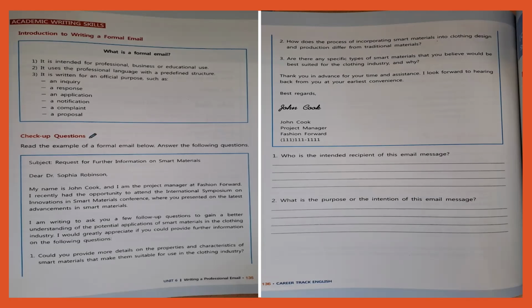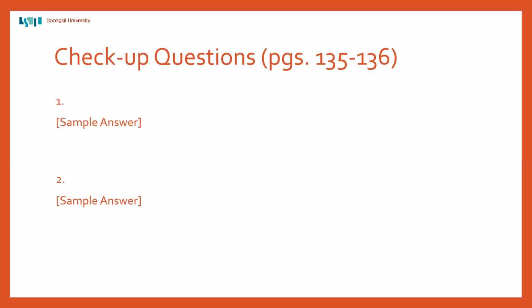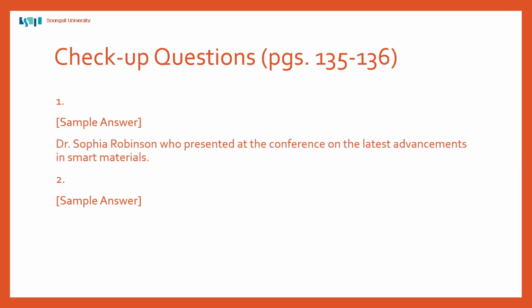Okay, here comes the next slide with the answers. So, sample answer. If your answer is similar, then you can consider it correct. So the first one, who is the intended recipient? Dr. Sophia Robinson, who presented at the conference on the latest advancements in smart materials. So, I mean, that's a really perfect answer. You're not just putting Sophia Robinson, you're also saying who she is.